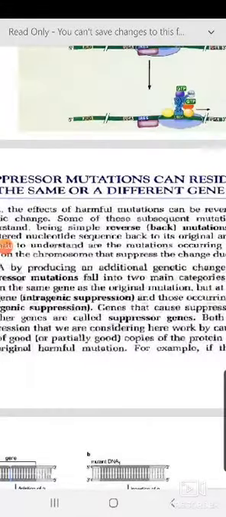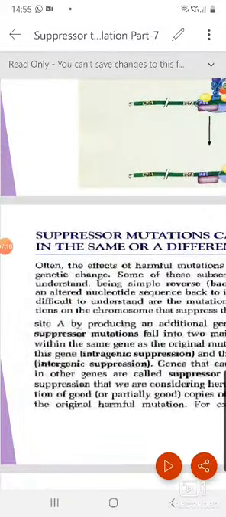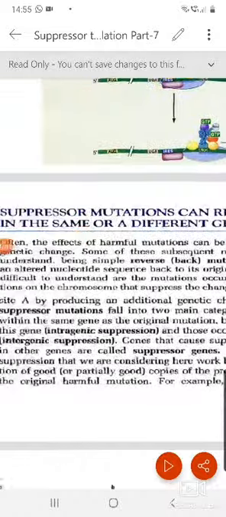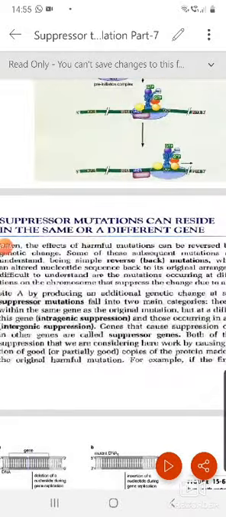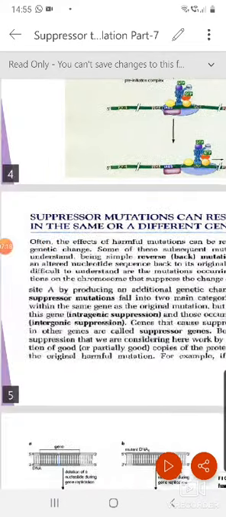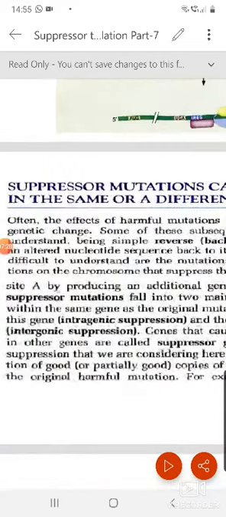Now after that we will discuss how suppressor mutations can reside in the same or a different gene, and suppressor tRNA, how these things are happening. Now we will start with the idea that if there is a mutation, there is an alteration of the gene function. But sometimes, if another mutation takes place in the same gene, it may revert its function back.